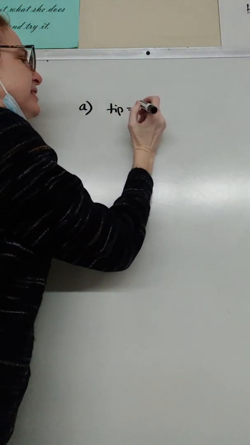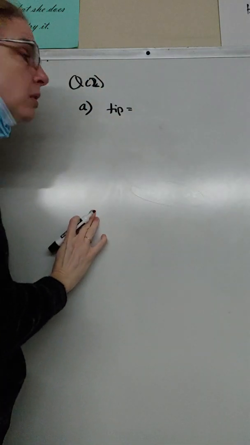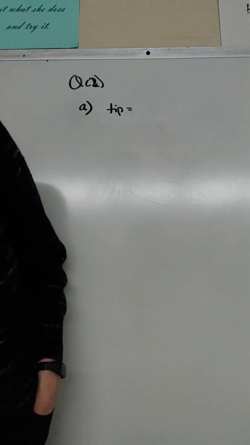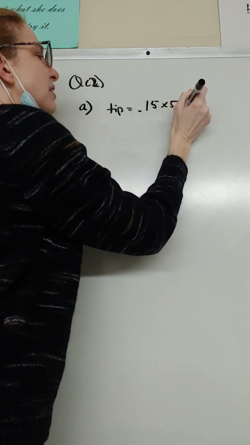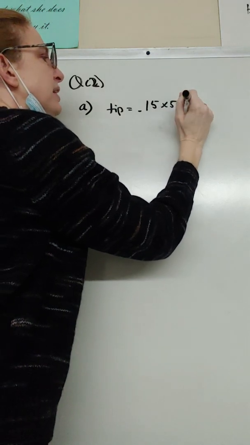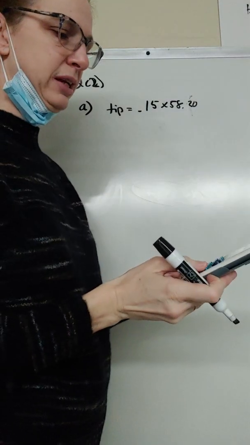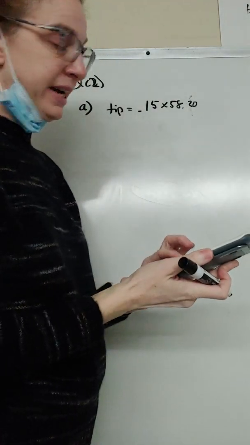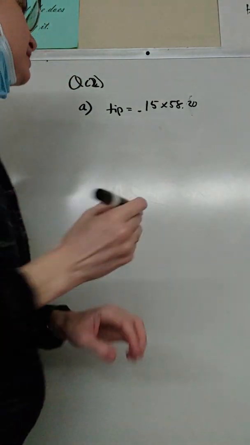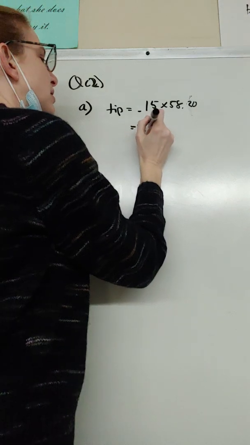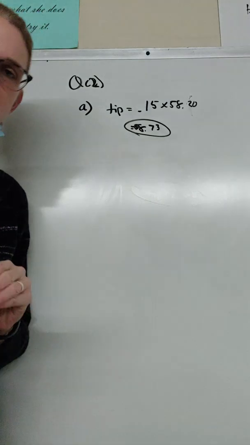So if I want to find the tip, this is quick check 2A. Ooh, that's a bad 2. You know it's a 2. Okay, it's going to be 15% times 58.20. Oops, not 50, 20. Okay, so 0.15 times 58.20 is $8.73. Okay, $8.73 for the tip for A.